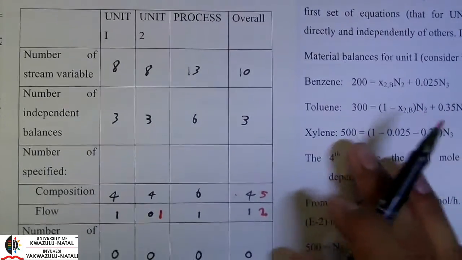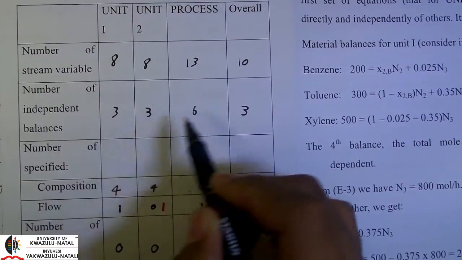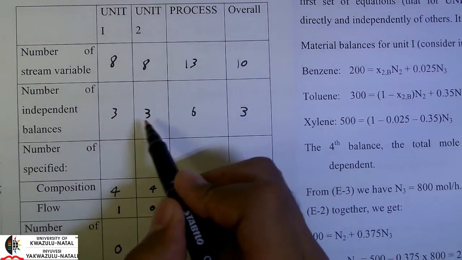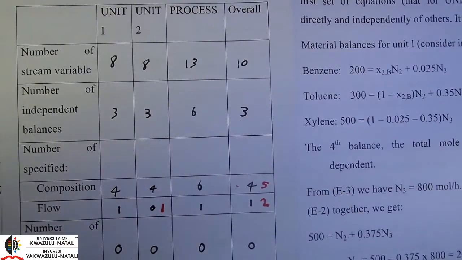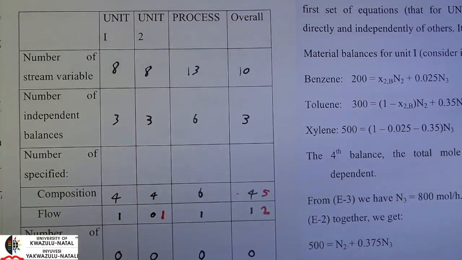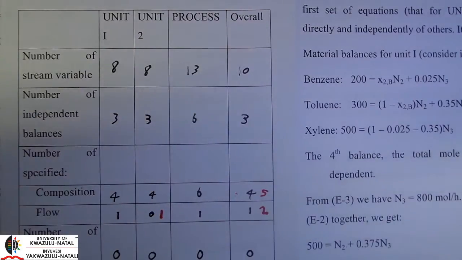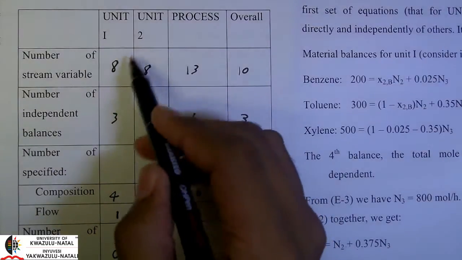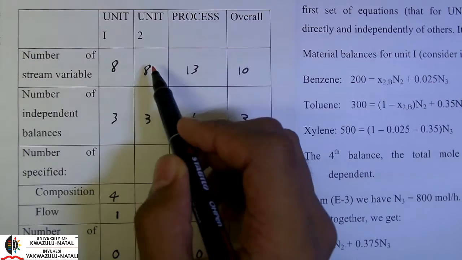The only time when you have an addition, an easy addition, is when adding the number of independent balances for each unit to obtain the process balance. I've seen many students make this mistake, where if they don't really know what's going on, they simply try and add everything to obtain the process, and that's incorrect. It's incorrect because we may have some duplication of variables between our units.